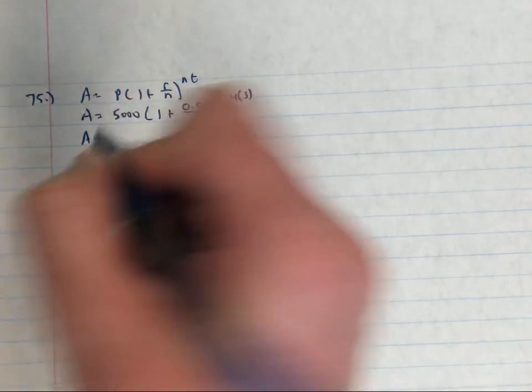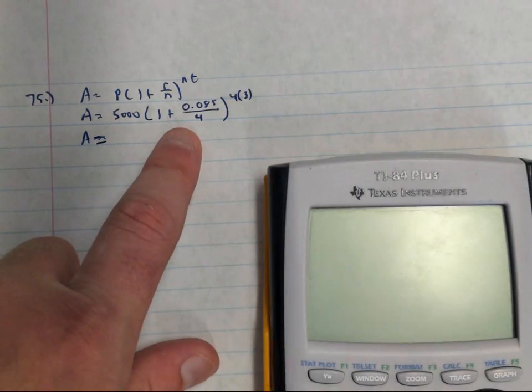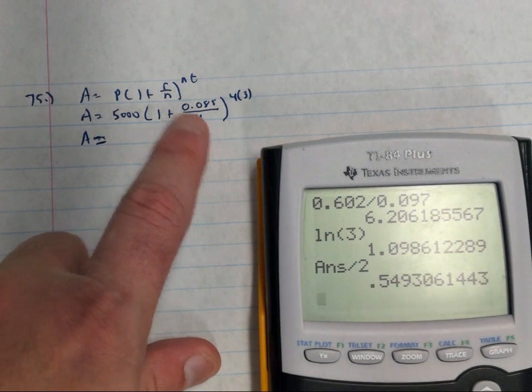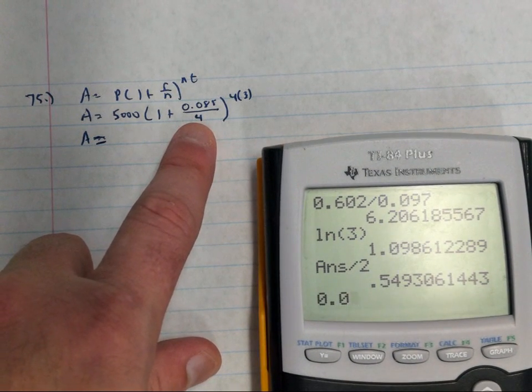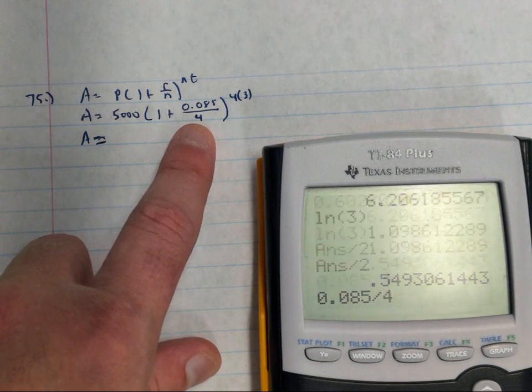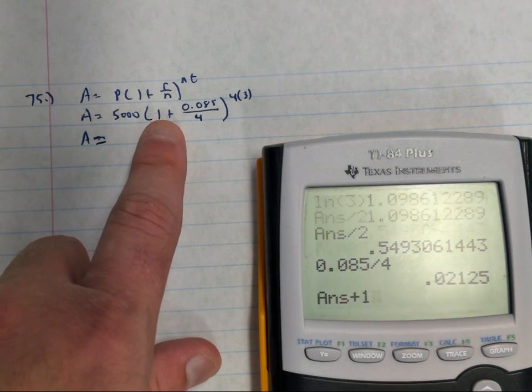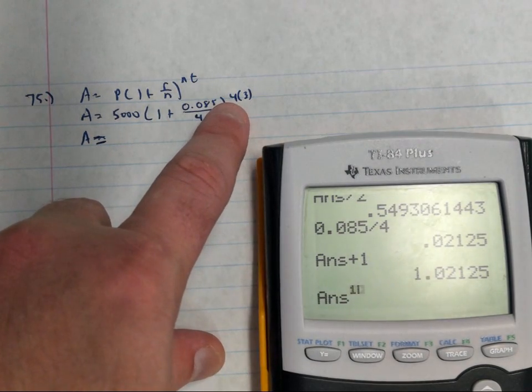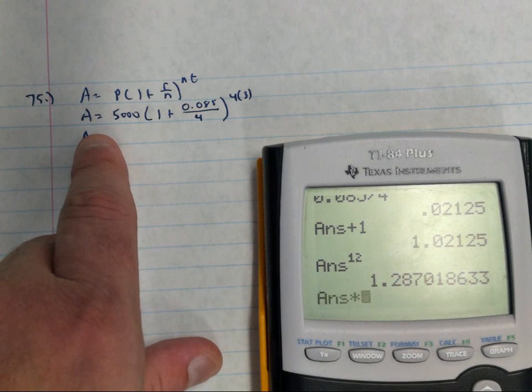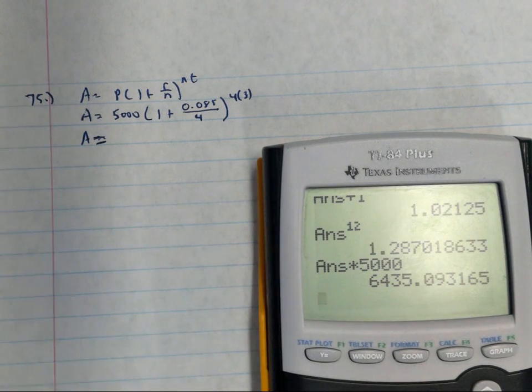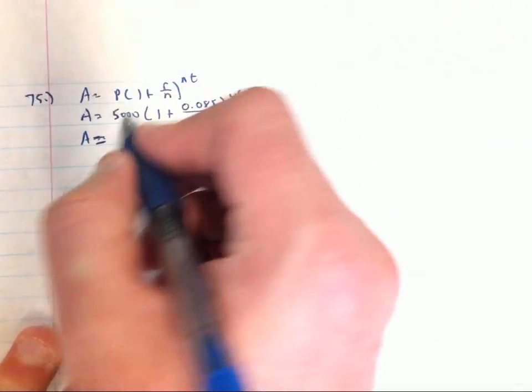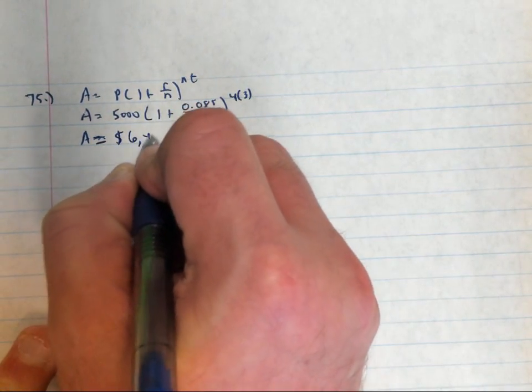Guys, I do all this in my calculator. So what I'm going to do, now I don't type it all in one line. You might make a mistake. What do I do? I do my division. Then add what to it? Then raise it to what? Then times it by what? And there's my answer. $6,435.09 is what would be in the account after that.